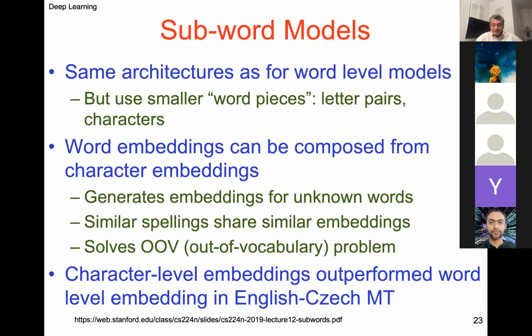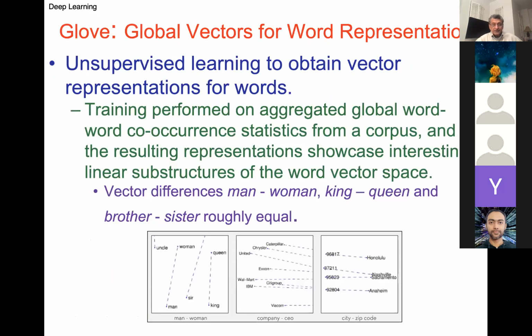Character level embeddings outperformed word level embeddings in English to Czech machine translation. Wow. Why do we have to train by words? Can't we just train by characters? We just saw what it was earlier on. And we can do all these embeddings together, learn just which pairs go together. And for some tasks that seems to be better.